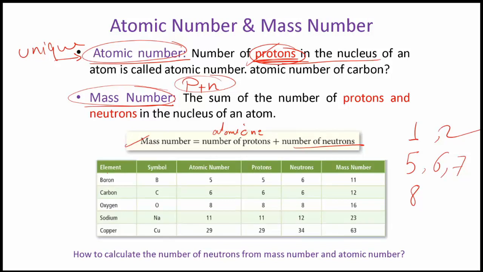If we have some elements like these in the table, let's say we have boron, we call it boron 11. Boron 11 has 5 protons and 6 neutrons. So what is the atomic number of boron 11? What is the atomic number? 5, that's right. What is the mass number of boron 11?